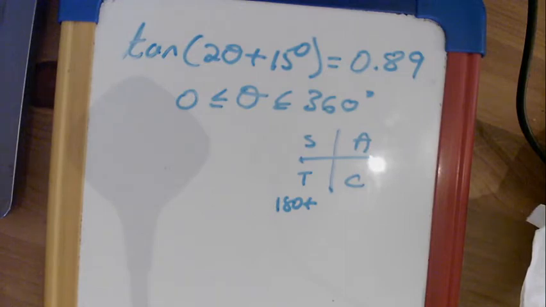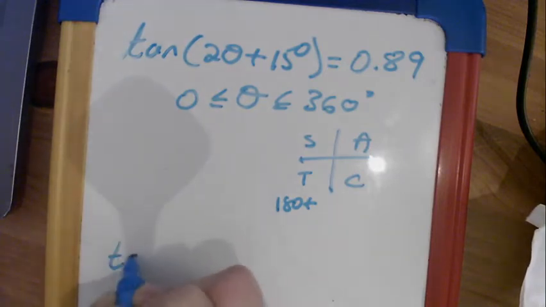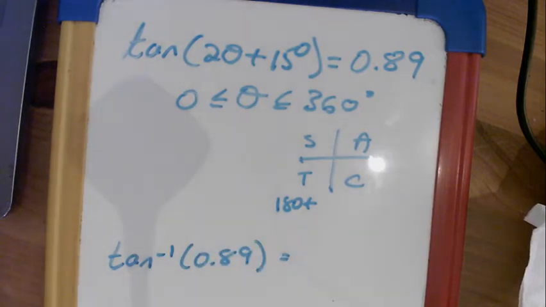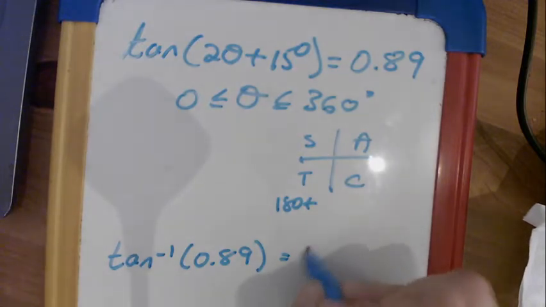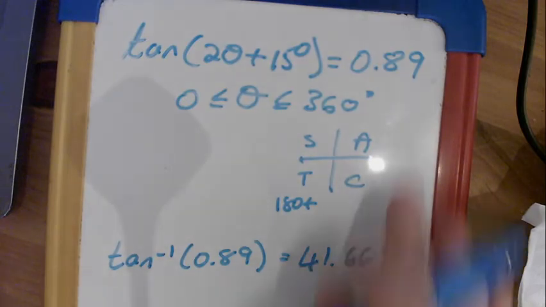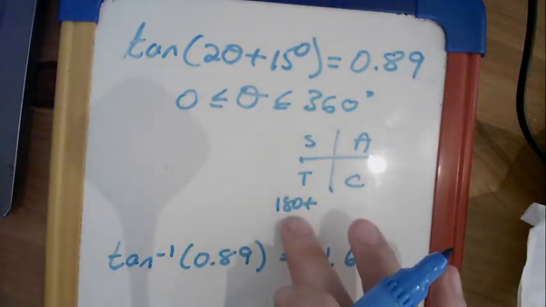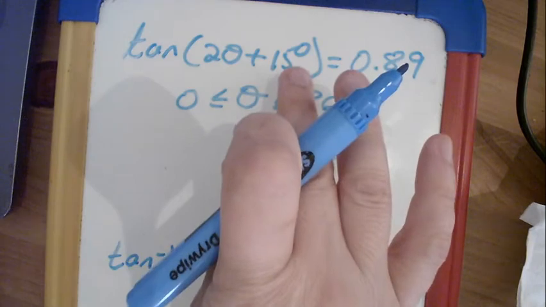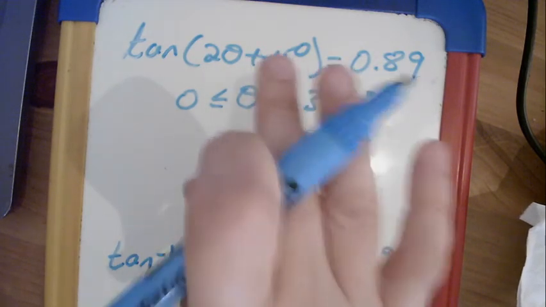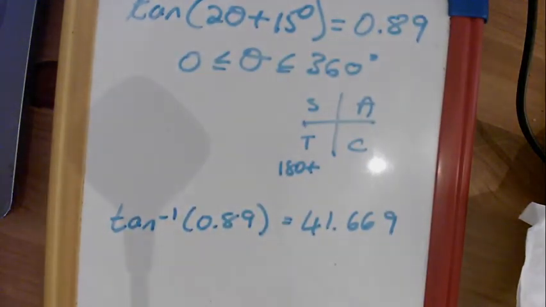Right, so the first step we do is we need to do arc tan. So arc tan of 0.89, it's always where we're going to start. And my calculator tells me that's 41.669. Now, what do I do next? Well, I'm going to use my CAST diagram to work out the next value. Now, I've done nothing with the 2 theta plus 15. I'm leaving that till the very, very end. That's your last step. So for now, we are just working with this.